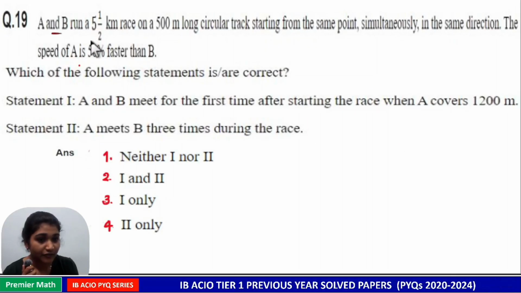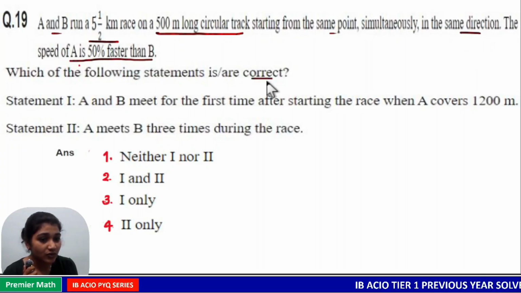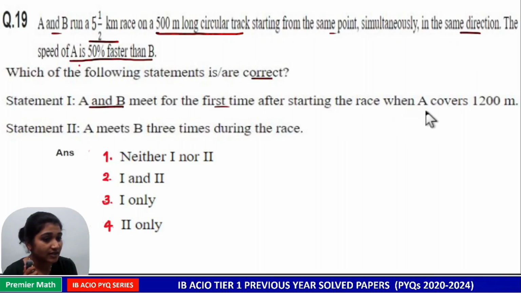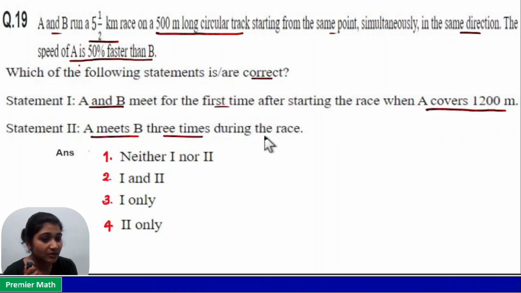A and B run a 5.5 kilometer race on a 500-meter long circular track, starting from the same point simultaneously in the same direction. The speed of A is 50% faster than B. Which of the following statements is or are correct? A and B meet for the first time after starting the race when A covers 1200 meter. A and B meet 3 times during the race.